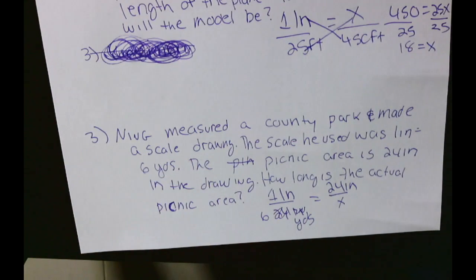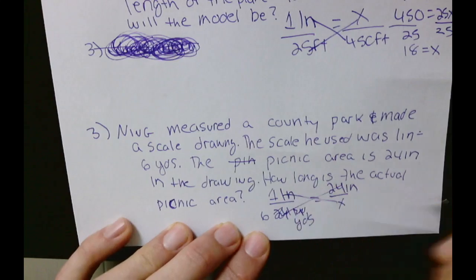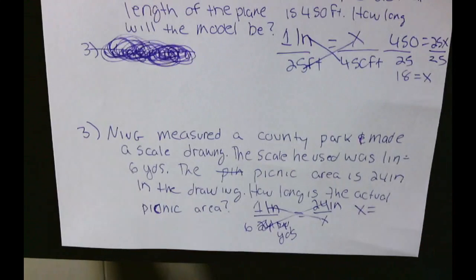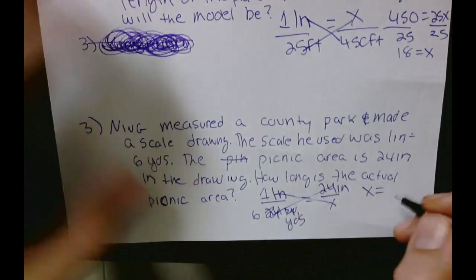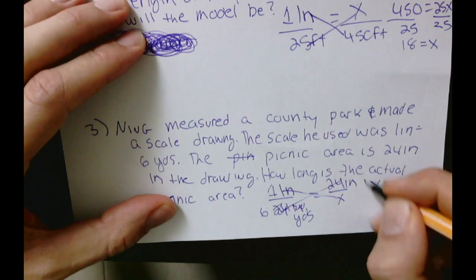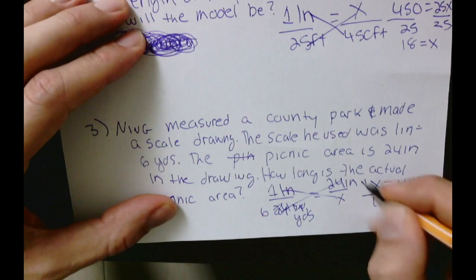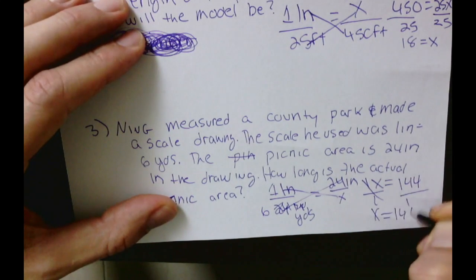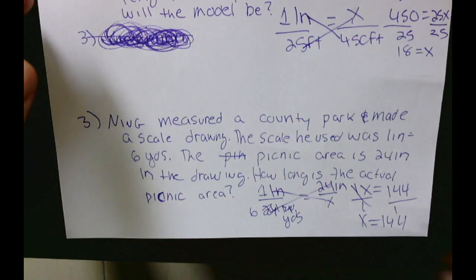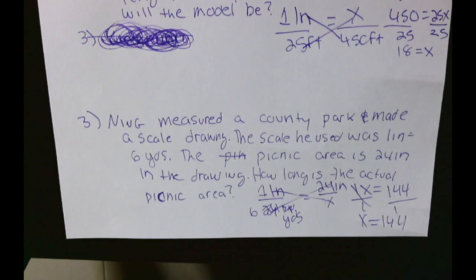I'll start off by multiplying 6 times 24. 6 times 24 is 144. Divide both sides by 1 to get x is equal to 144. So, how long is the actual picnic area, mates? Well, the actual picnic area is 144 yards. There we go.